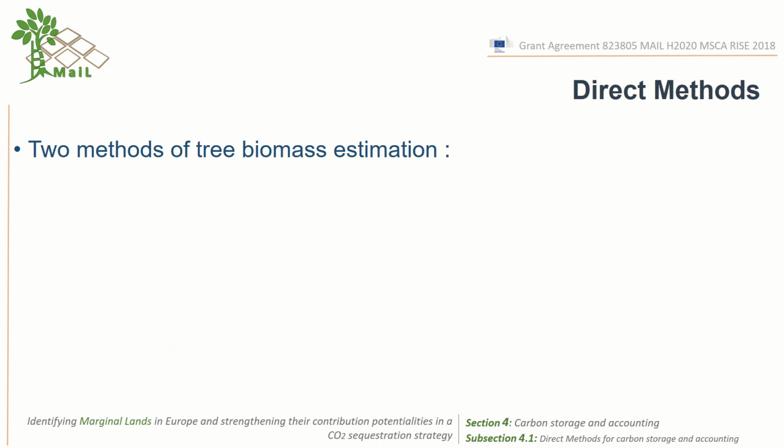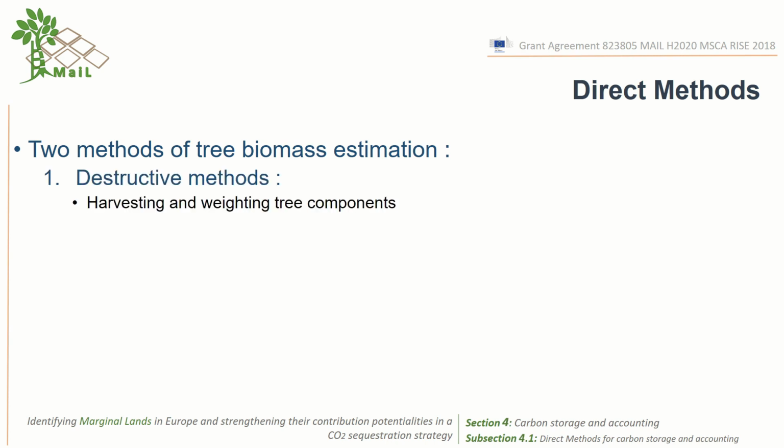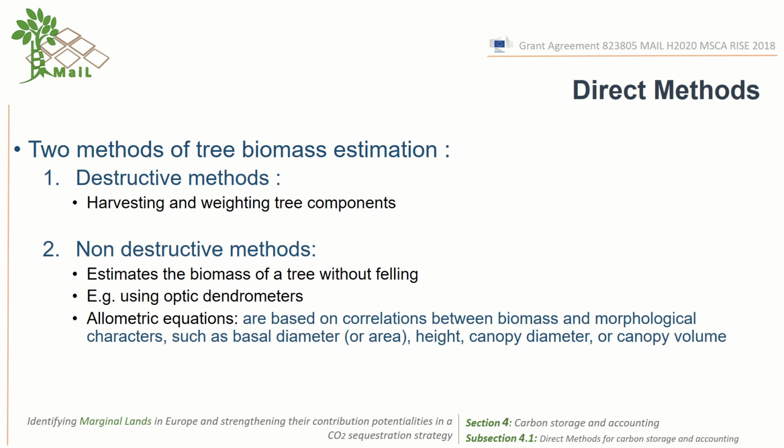There are two methods of tree biomass estimation. The destructive method implies harvesting, drying, and weighting the different components of the tree, and therefore destroying the element of study. On the other hand, the non-destructive method consists in the estimation of the tree biomass without felling it, for instance, by obtaining optic dendrometers or directly measuring different tree components such as trunk, branches, poles, etc., by climbing onto the tree.